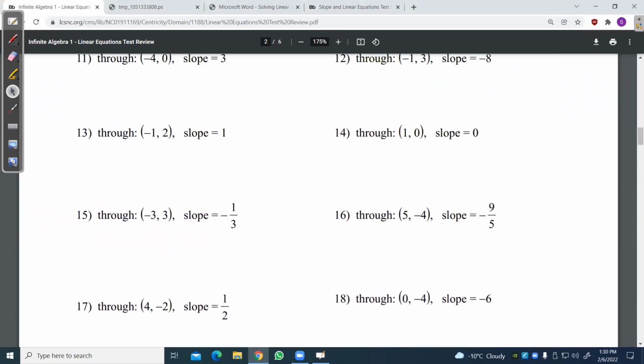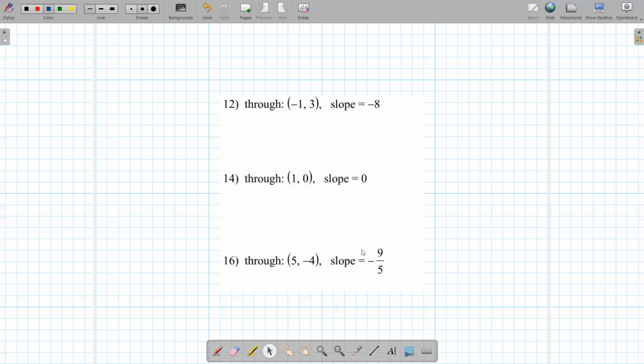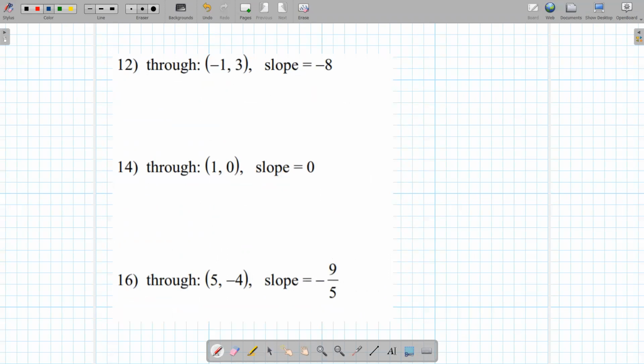Write the slope-intercept equation. So they want us to write the equation of a line. Let's do a couple of these. They've given us a point and they've given us the slope. They want us to write the equation of this line. How do we do this? You have to figure out the y-intercept. And how do we do that?